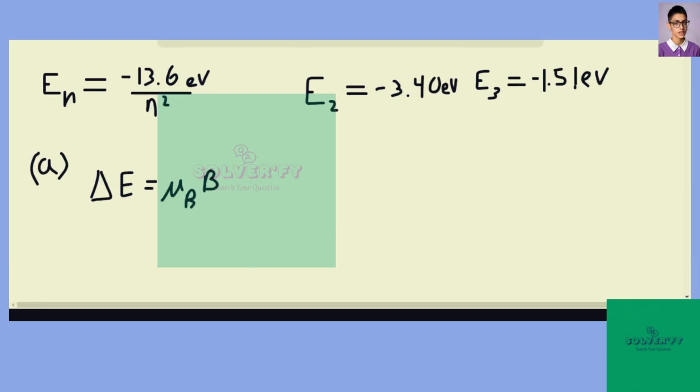So we know that we're going from the n equals 3 state to the n equals 2 state. The energy values of these different n states are given by E sub n is equal to negative 13.6 eV over n squared. So E sub 2 is negative 3.4 eV, and E sub 3 is equal to negative 1.51 eV.